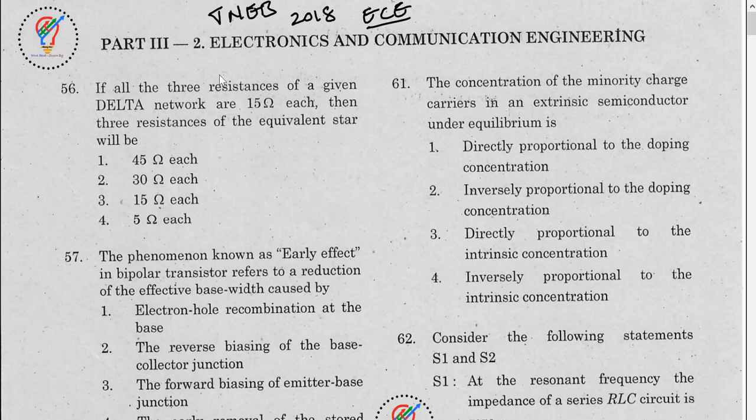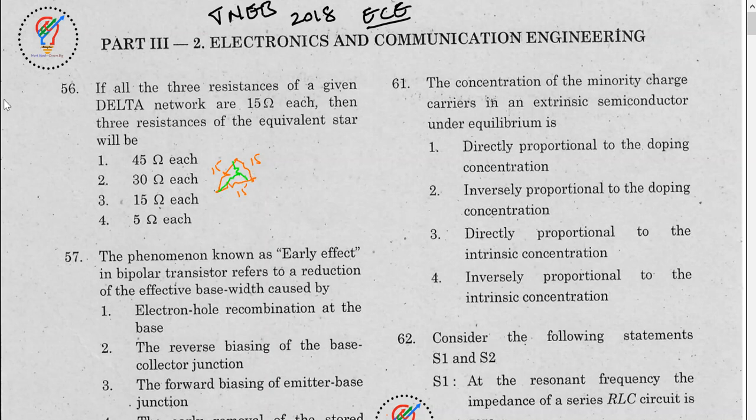The first question here is: if all the three resistances of a given delta network are 15 ohms each, then the three resistances of the equivalent star will be? So there will be a delta network like this: 15 ohms, 15 ohms, 15 ohms. Now what we need to calculate is the equivalent star. So the equivalent star will be like this.